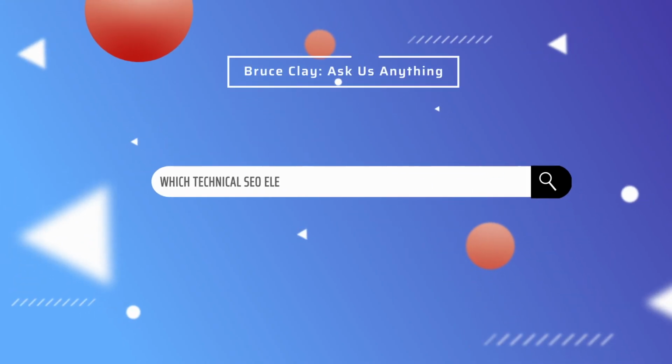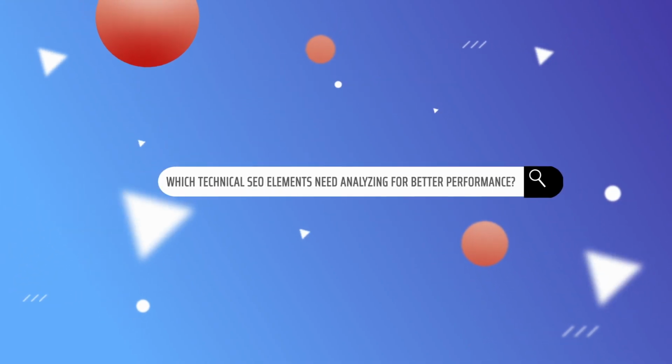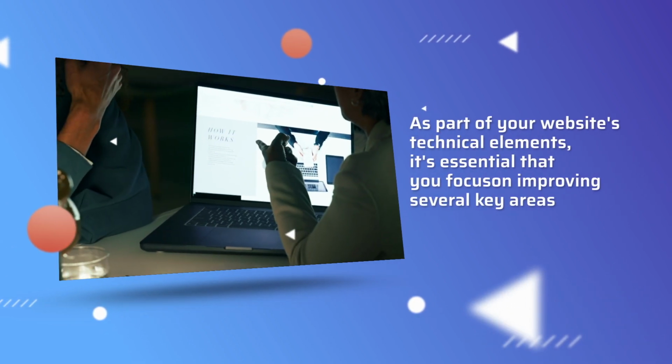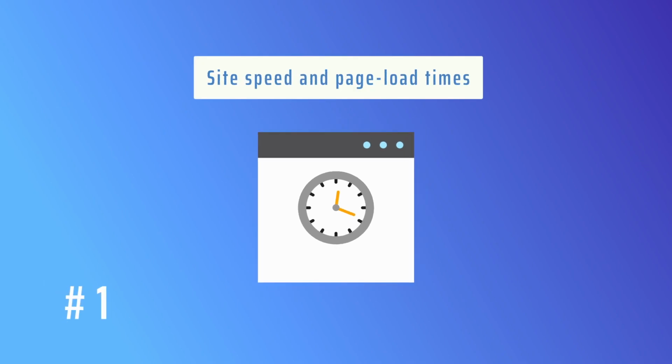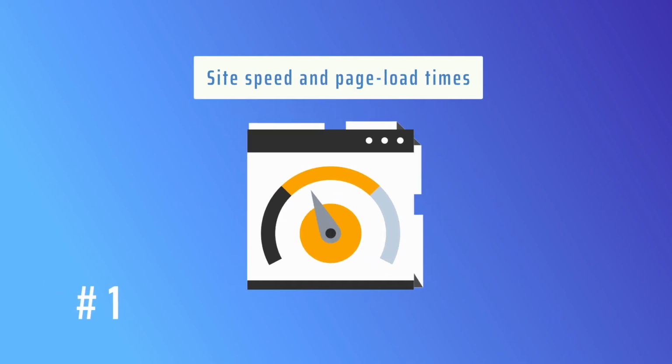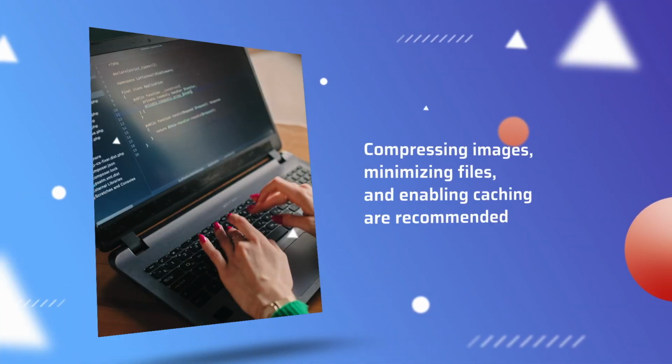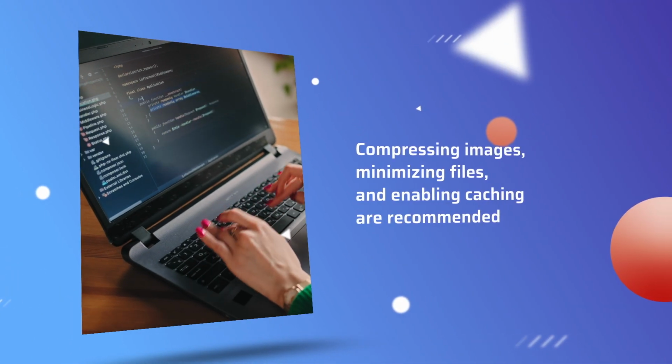Which technical SEO elements need analyzing for better performance? As part of your website's technical elements, it's essential that you focus on improving several key areas. Site speed and page load times should be prioritized since slow pages often result in high bounce rates. So compressing images, minimizing files, and enabling caching are recommended.